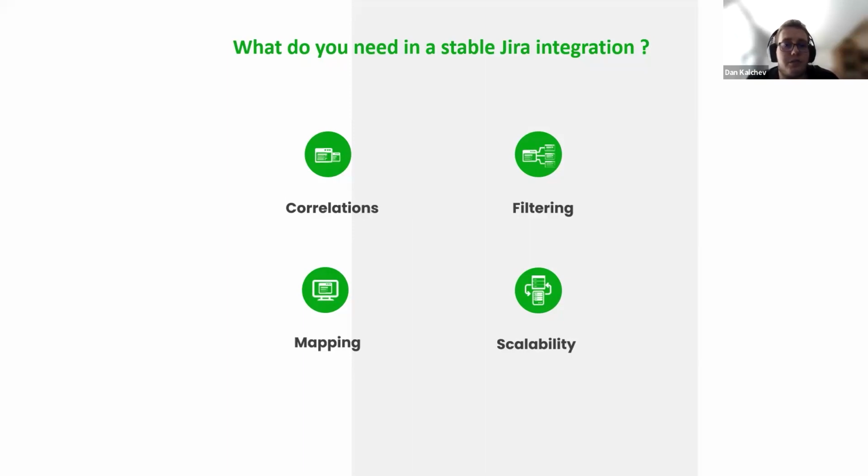Something to consider as well is how data is going to be handled. So how you filter data, how you map data from one system to the other, and how you handle correlations between already transferred tickets.